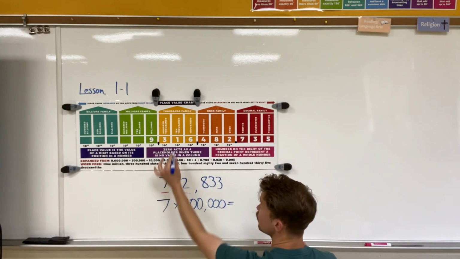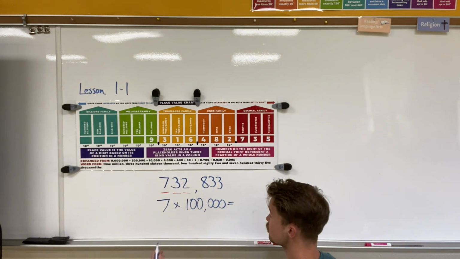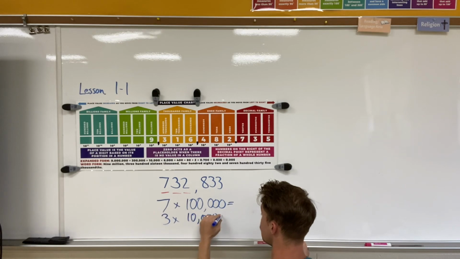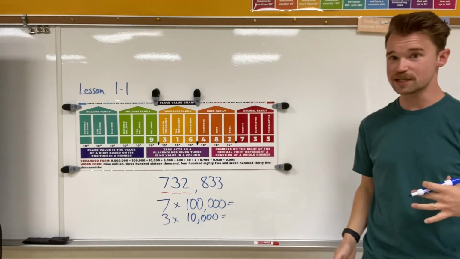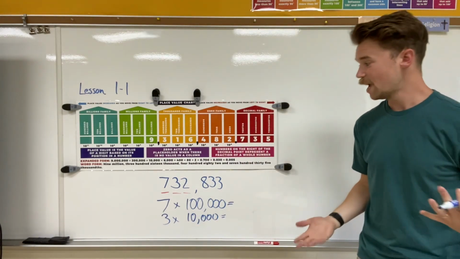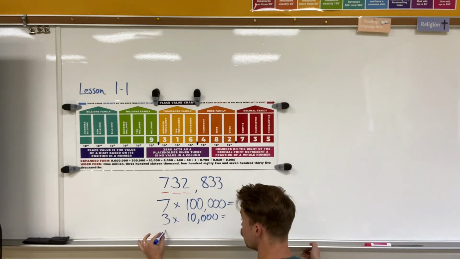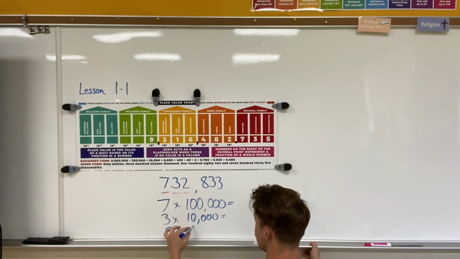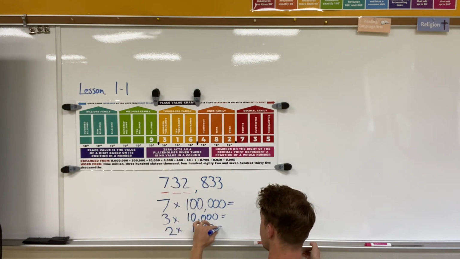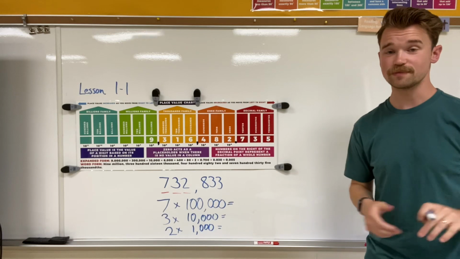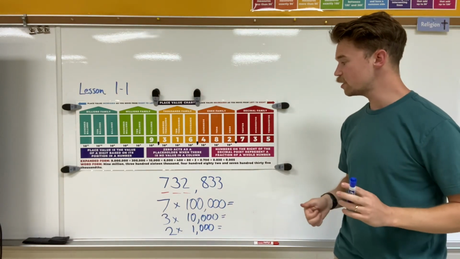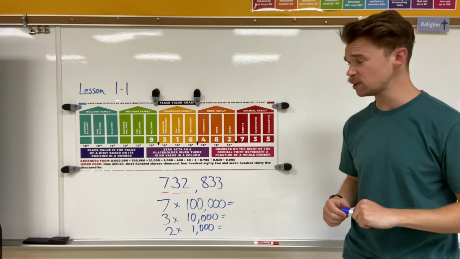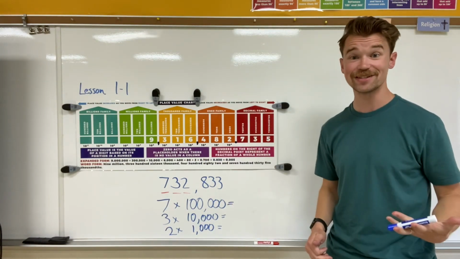We're going to do the same thing for the 3 over here. It's a 3 that's in the 10,000s spot. It's essentially saying 3 times 10,000, and 3 times 10,000 is 30,000. And so on for the 2. It's in the thousands place, and 2 times 1,000 is 2,000. And so we can go bit by bit in order to figure out how to read the number, or especially to find what the value of an individual digit is.